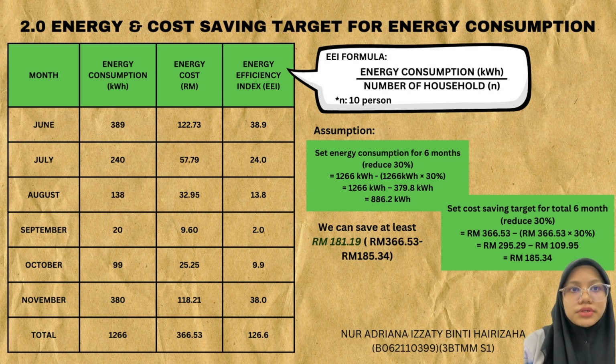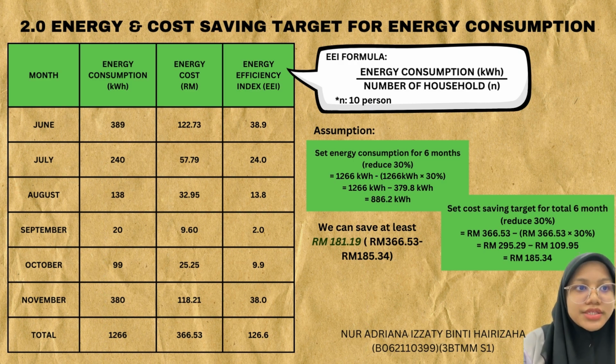As you can see in the table, we have energy consumption, energy cost, and energy efficiency index for 6 months. The total for energy consumption is 1,266, and for the cost 366 ringgit and 53 cents. For energy efficiency index, we use the formula energy consumption divided by number of households, which means 10% for this house. And the total for energy efficiency index is 132 and 26.6.